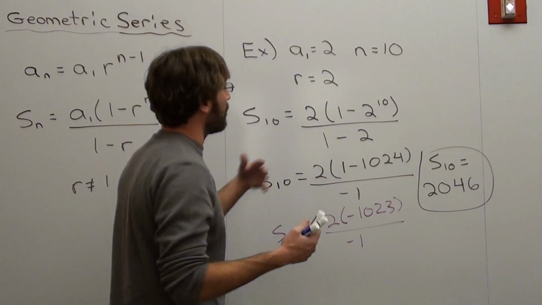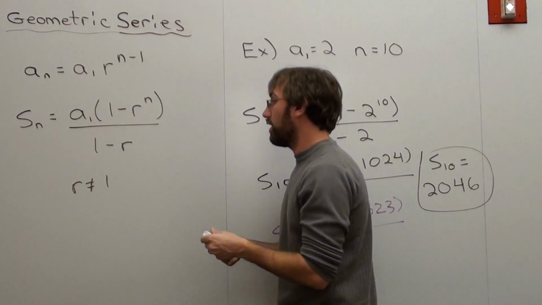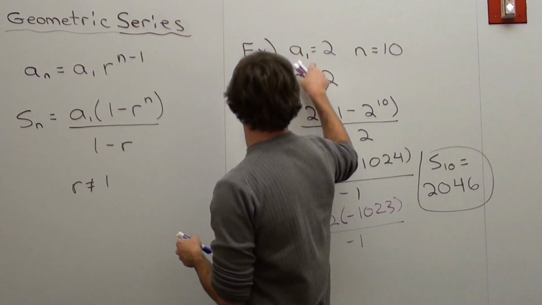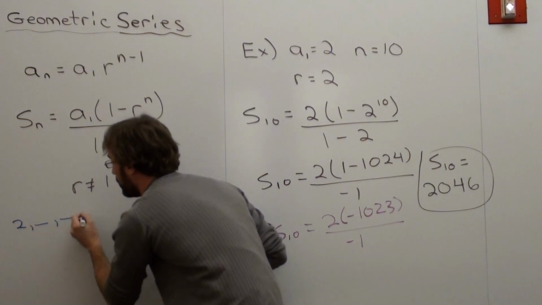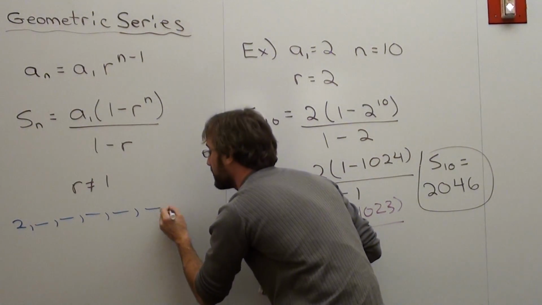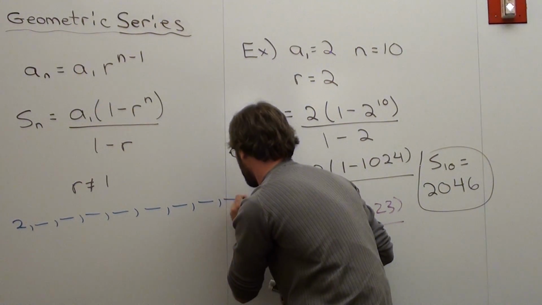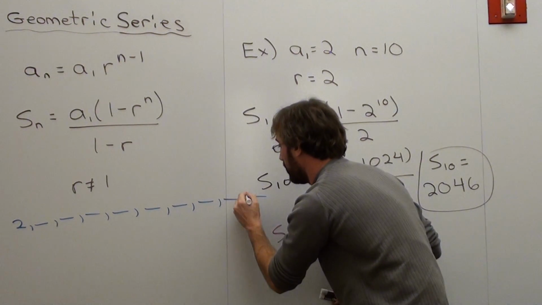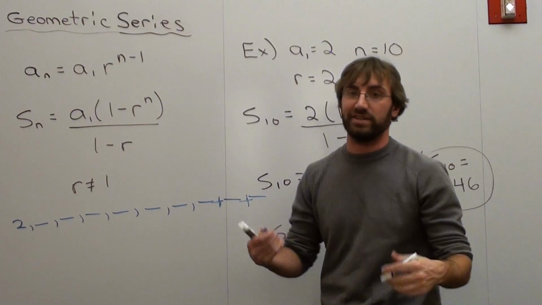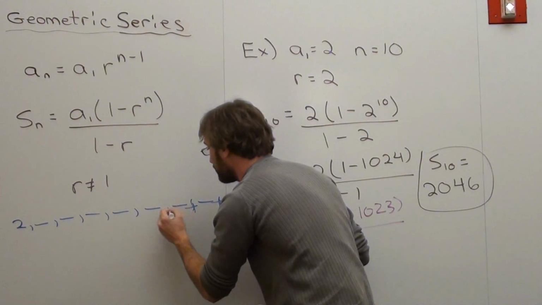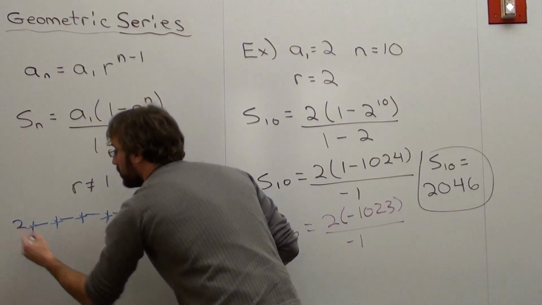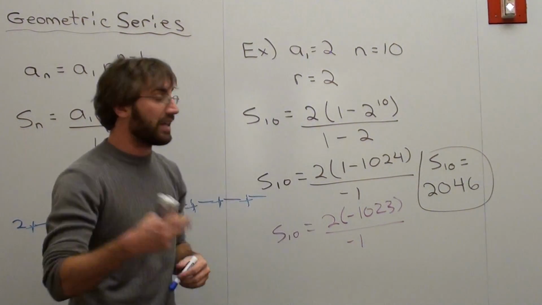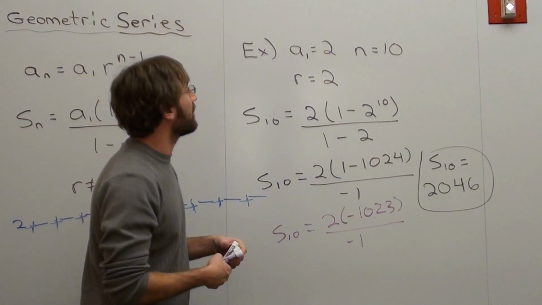If you don't believe me and you actually want to try it without using a formula, you're more than welcome to. The first term is 2. Second, third, fourth, fifth, sixth, 7th, 8th, 9th, 10th. And actually, all of these should be plus signs because it's a series. My mistake. So if you add up all of these together, you should get 2046 as long as my calculations were correct. If you don't believe me, go ahead and try.